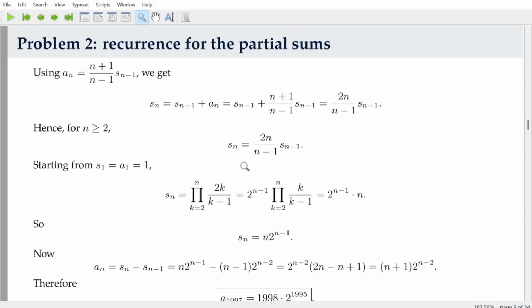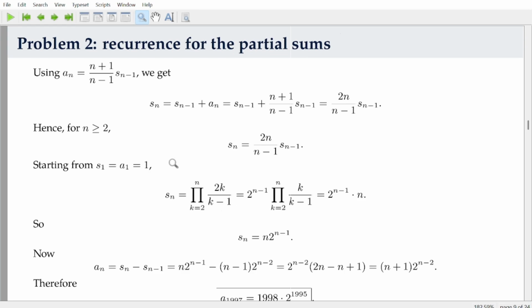So effectively what I'm doing is replacing s sub n minus 1 with 2 times n minus 1 divided by n minus 2 times s sub n minus 2, and just repeating that until I get down to s sub 1, which I know will eventually happen because I'm taking 1 away from n every single time. I'm going to have a product of all of these terms, which I've written as a product from k equals 2 to n of 2k divided by k minus 1.